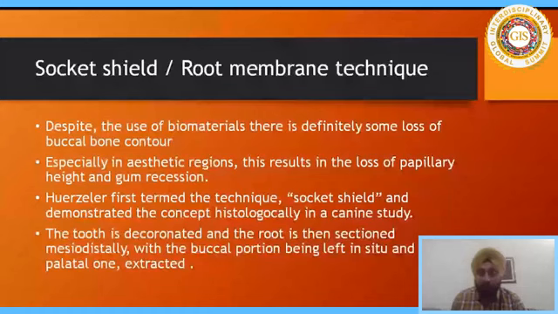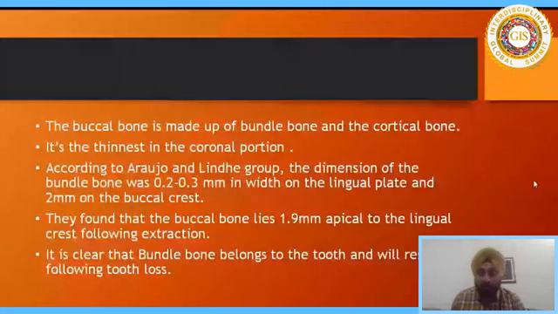Now, why the need for a socket shield? We know that the buccal wall is made up of buccal bone and bundle bone. It is thinnest in the coronal portion. According to the studies by Braut and Araújo, the dimension of bundle bone was 0.2 to 0.3 mm on the lingual plate, while it was thicker on the buccal surface. So it is clear that the bundle bone is lost as a result following tooth loss.